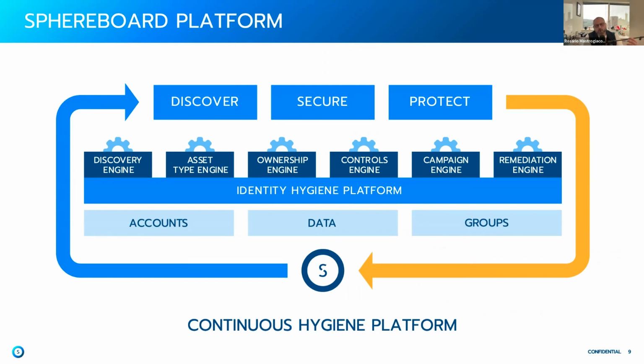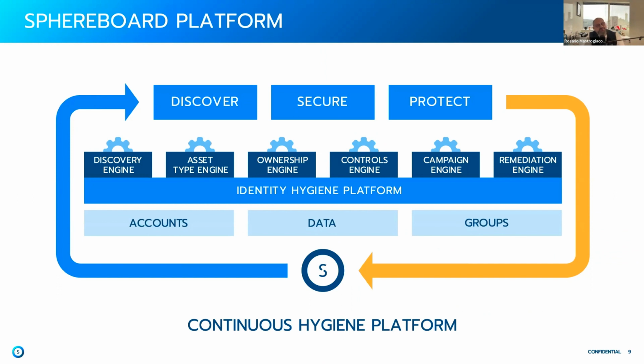But ultimately, our offerings are around accounts, data, and groups. And those three offerings sit on what we call the Identity Hygiene platform. And the platform is made up of these individual engines that have a specific task. Some of these you'll recognize as some of the things that I talked about in Discovery. The discovery engine, of course, that's the simple one, right?